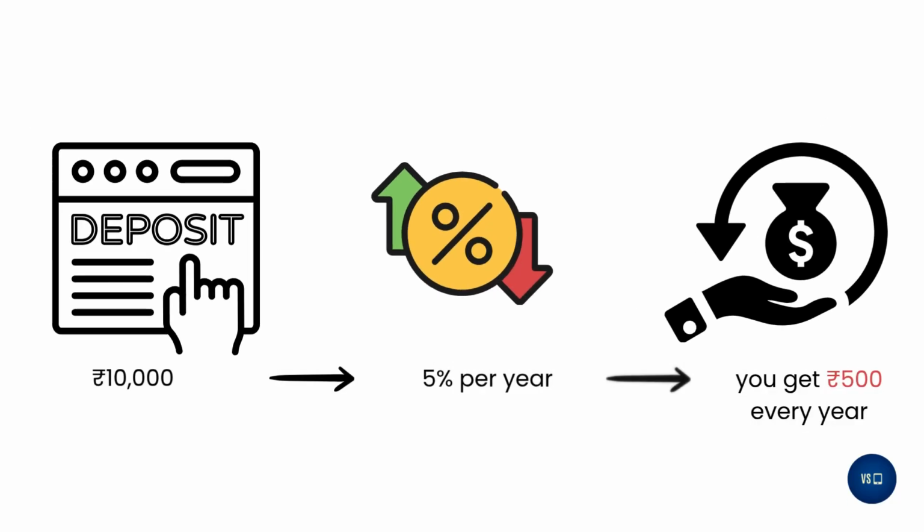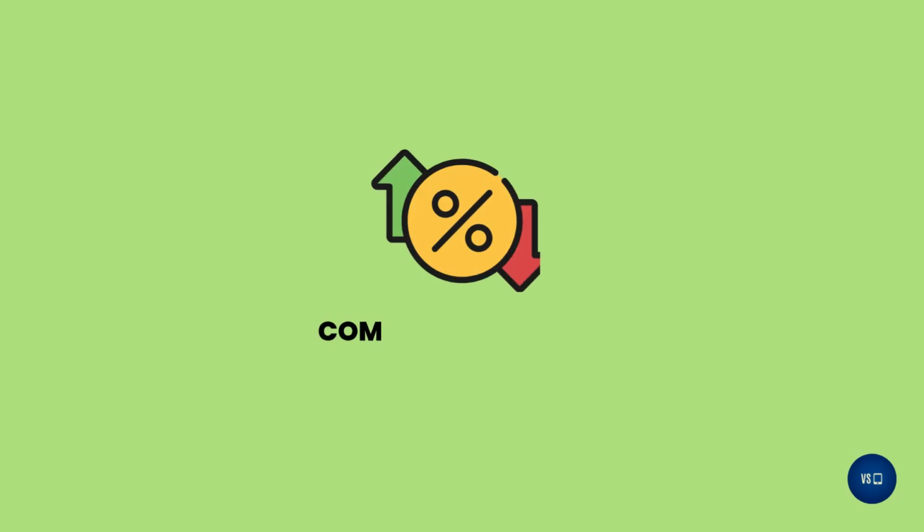So if you deposit 10,000 at 5% per year, you get 500 every year. That's it. It does not grow faster over time and it does not reward you for staying invested longer. But compound interest is where the magic happens.